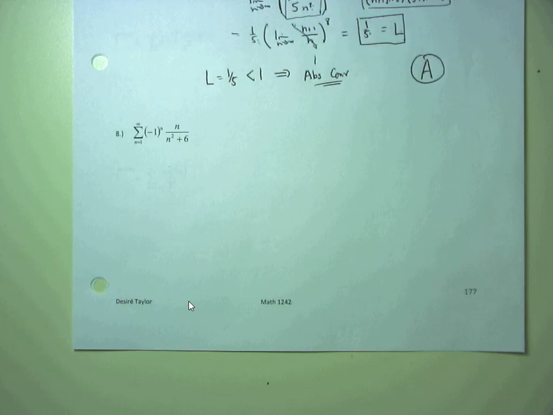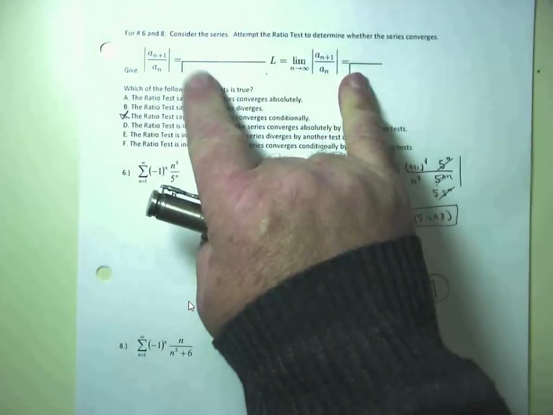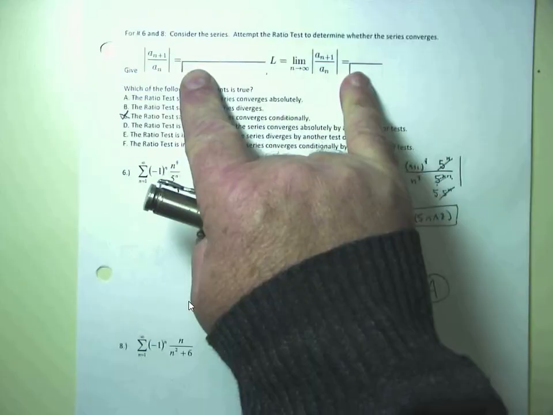We're going to get L equals 1. It's going to be inconclusive. So I can let you know right now the test is going to be inconclusive. But they're making me do the ratio test on it to get these two answers up here. So let me show you.